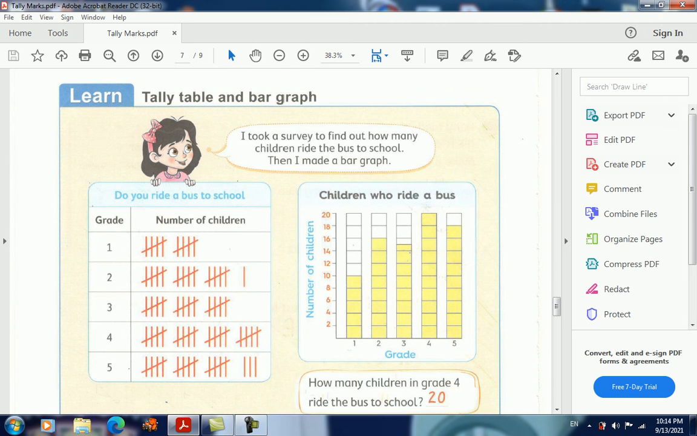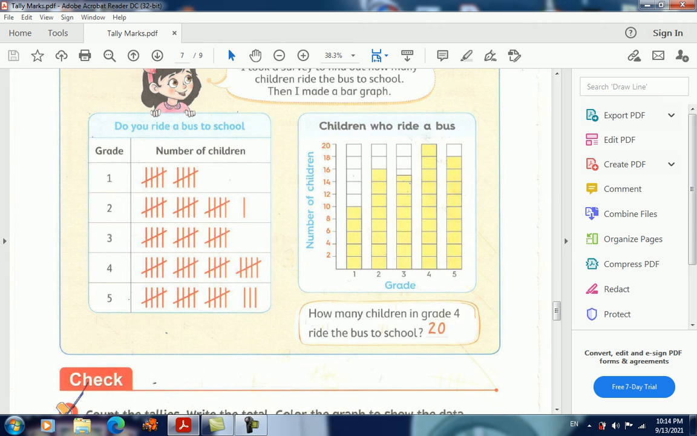Now learn the tally table and the bar graph. The girl is telling us that she took a survey to find out how many children ride the bus to school. Then she made a bar graph. Then she is sharing the data she got with us.